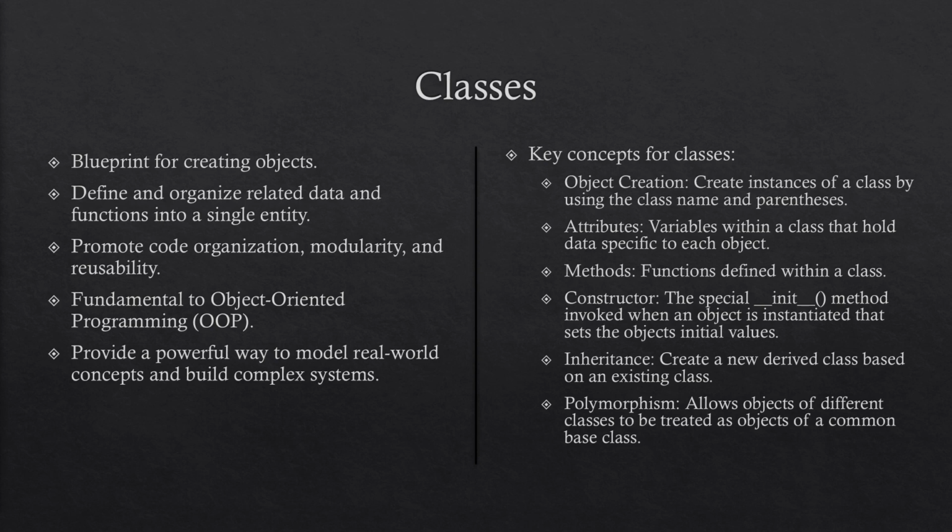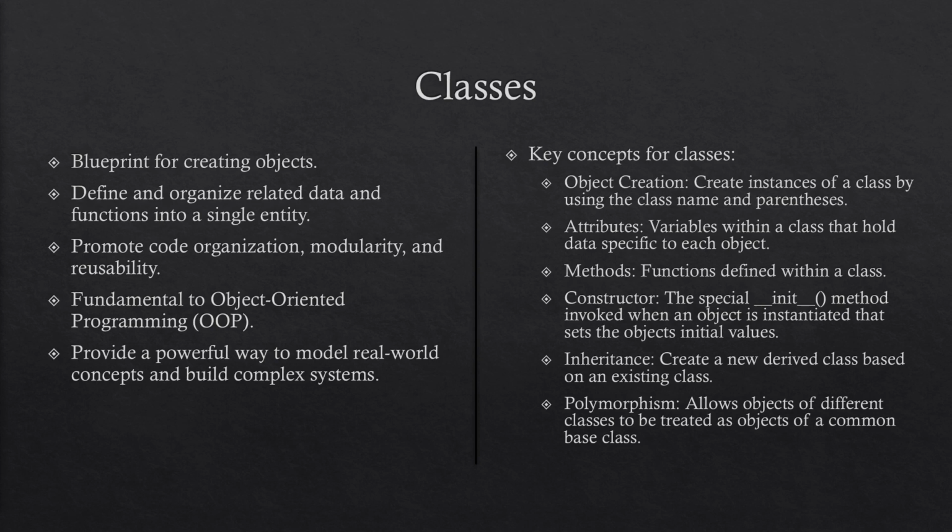Attributes are variables within a class that hold data specific to each object, and you would use dot notation to access those attributes. They can either be instance variables, which are unique to each object, or class variables, which are shared among all objects of that class. Methods are simply functions that are defined within a class, and they perform operations on an object's data. Like attributes, they are accessed using dot notation.